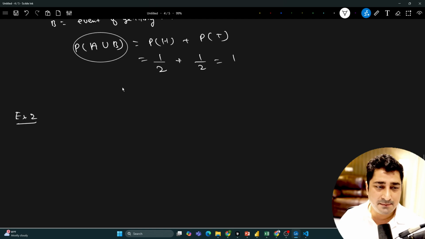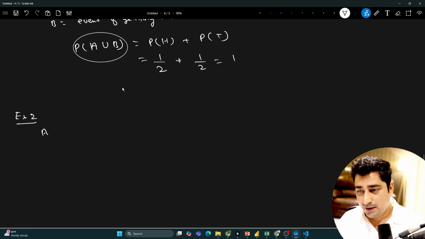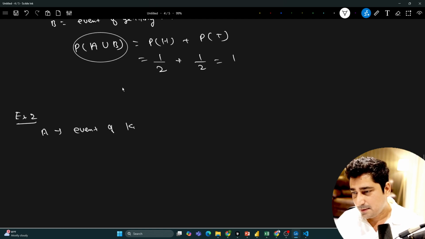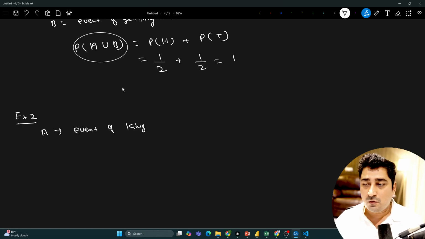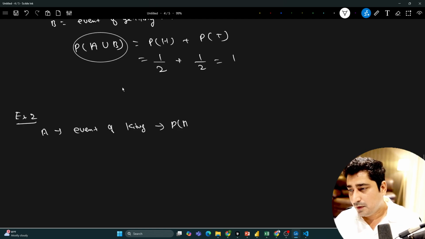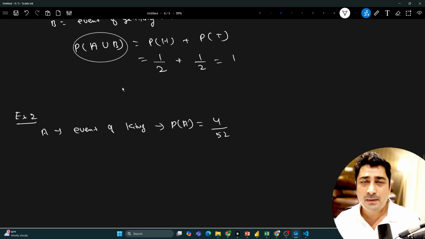Now, example number 1 was a very simple example. So let's talk about example number 2, drawing a card. Let's suppose there is an event A which represents the event of drawing a king. What is the probability of drawing a king, by the way? It's going to be 4 by 52, as we all know there are 4 king cards and 52 total cards. So labeling it as event A, it is going to be 4 by 52.